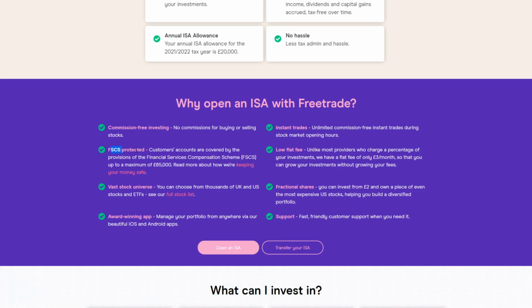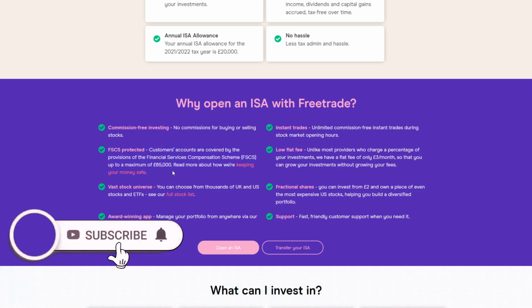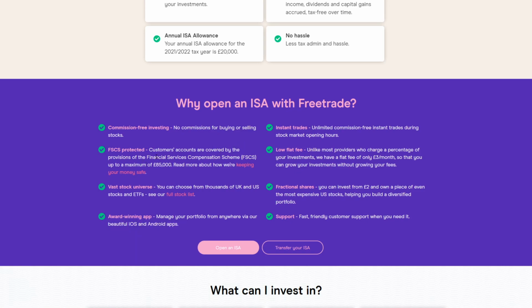FSCS protected. Now this one is pretty important. You always want to check if the platform that you're trading with is FSCS protected. This is the regulation governing body that is protecting your money. So if Freetrade was to go bust, you can recover up to £85,000 of your money, pretty much as an insurance policy. So if you are going to be investing more than £85,000 of your money, maybe you want to look into splitting your money into different platforms that have FSCS protection on them. So maybe put 50,000 on Freetrade, 50,000 on Trading 212, etc.